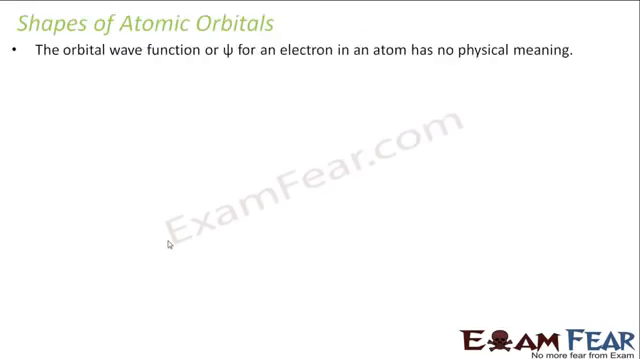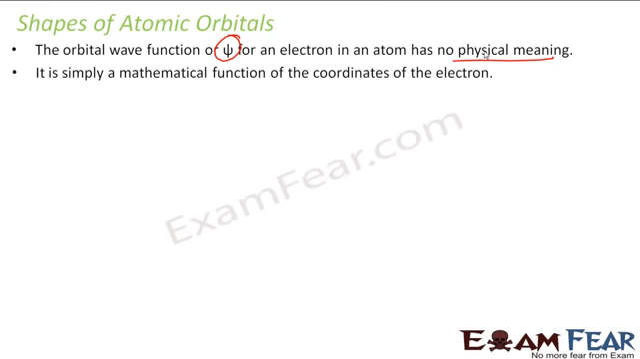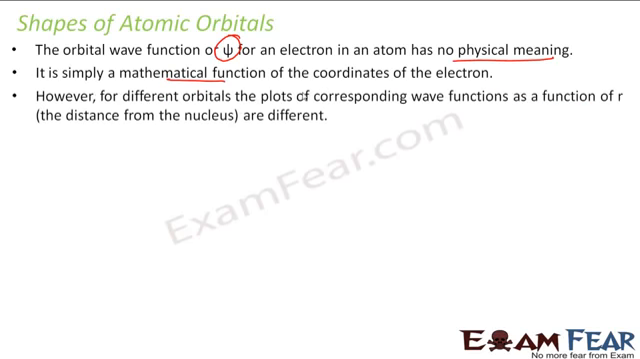Shapes of atomic orbitals. The wave function psi has no physical meaning. So if you observe from a hi-fi microscope or something, you won't actually see the orbitals. This is something you can't see because it doesn't have any physical meaning. It's just a probability function, just a mathematical function for the coordinates of the electron.